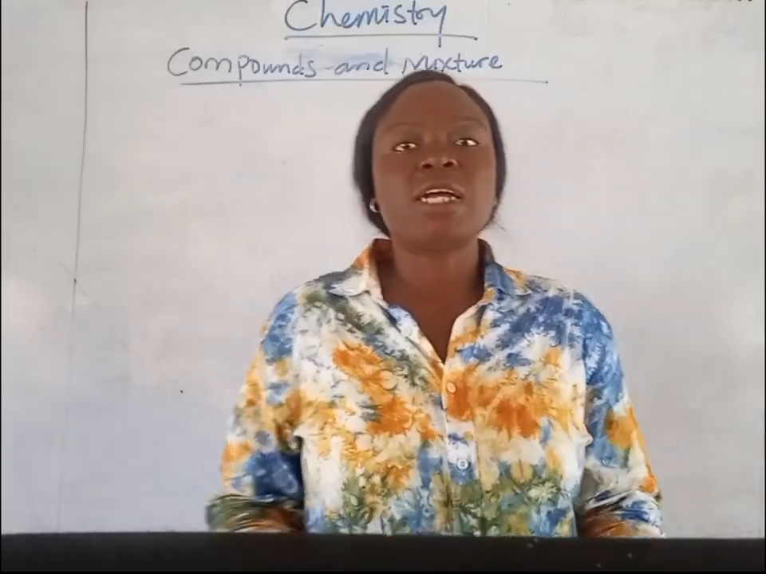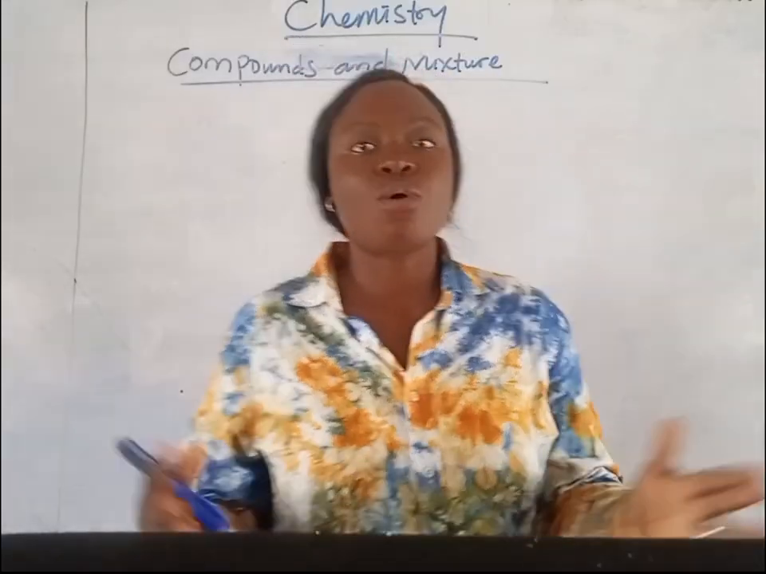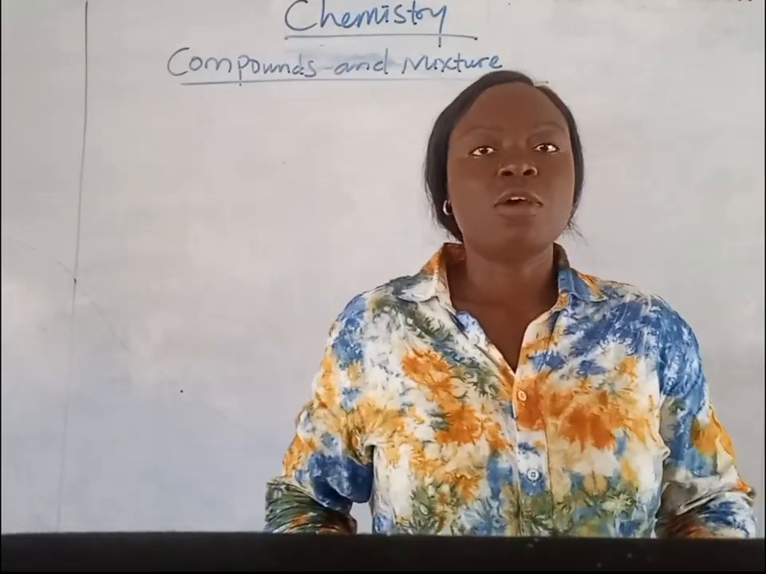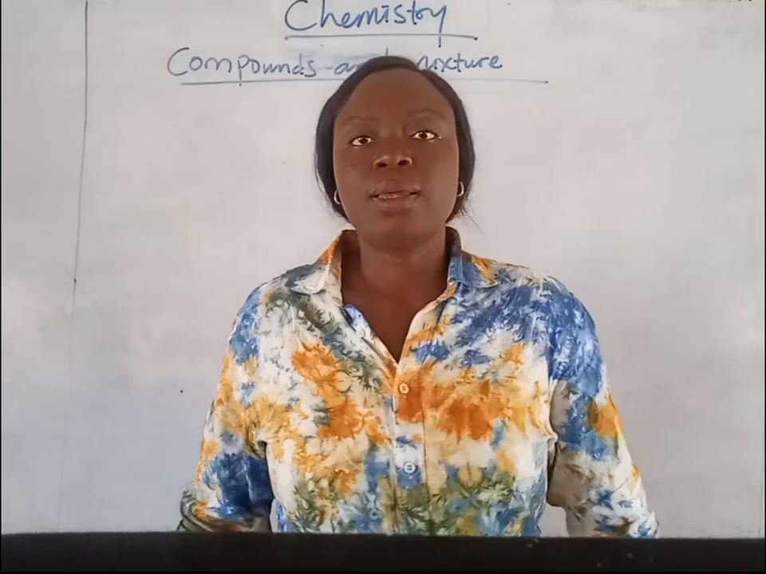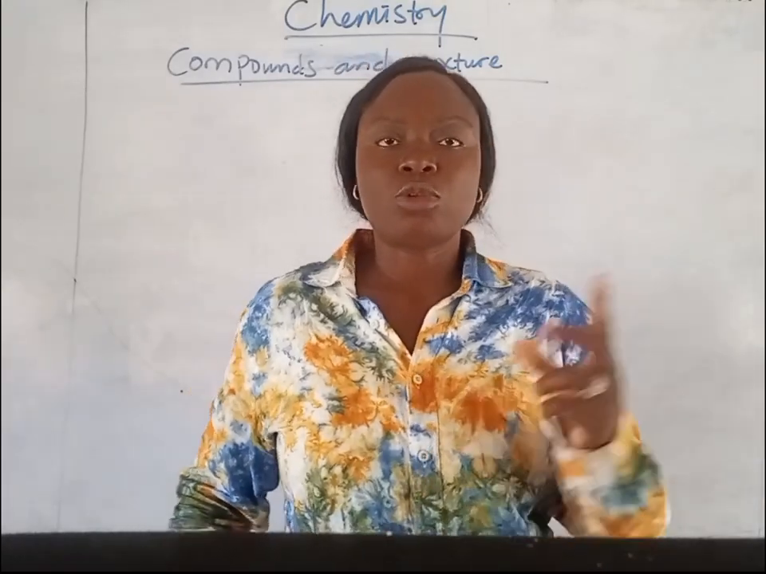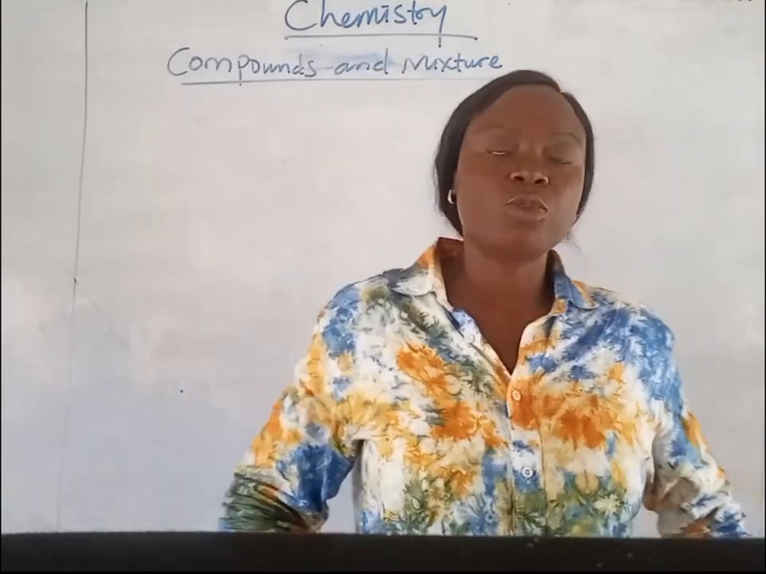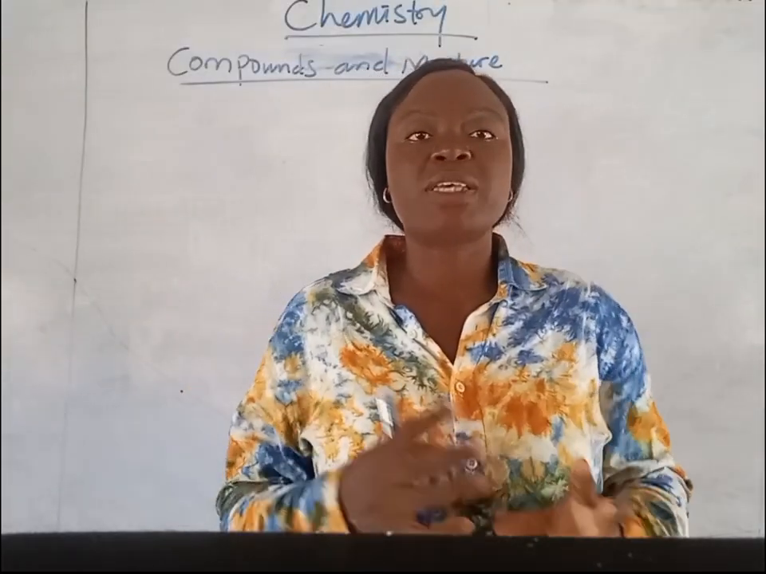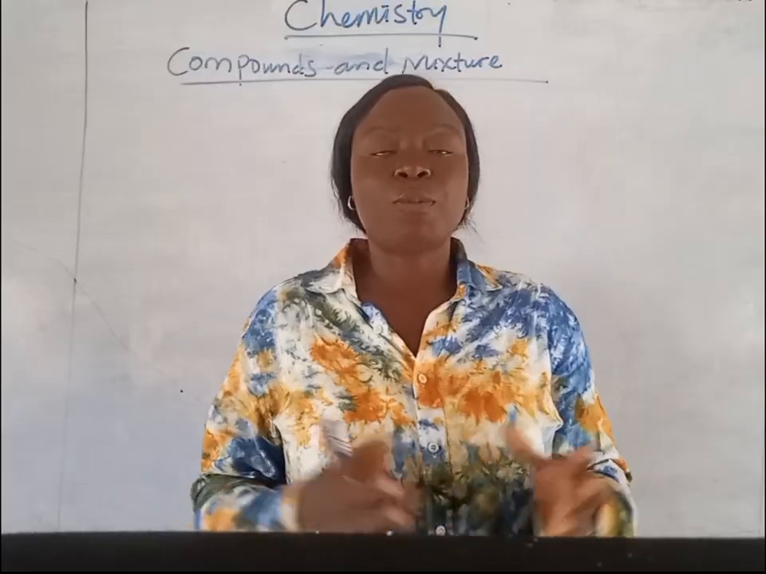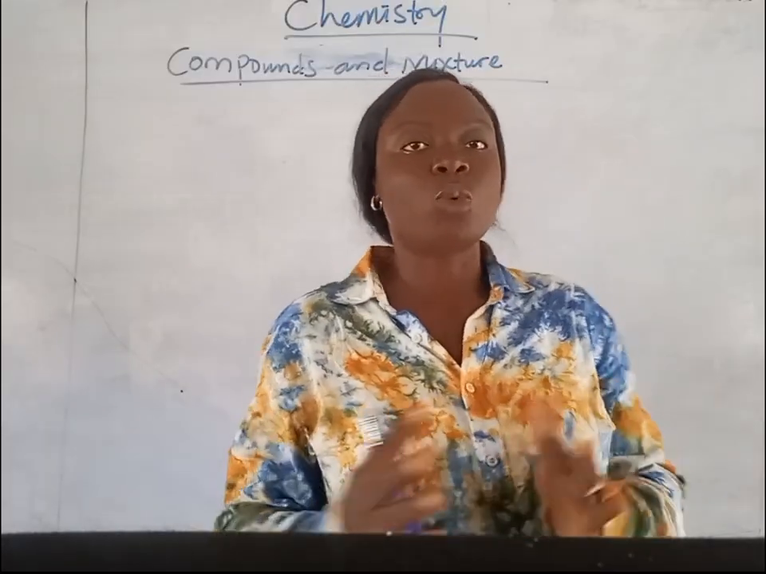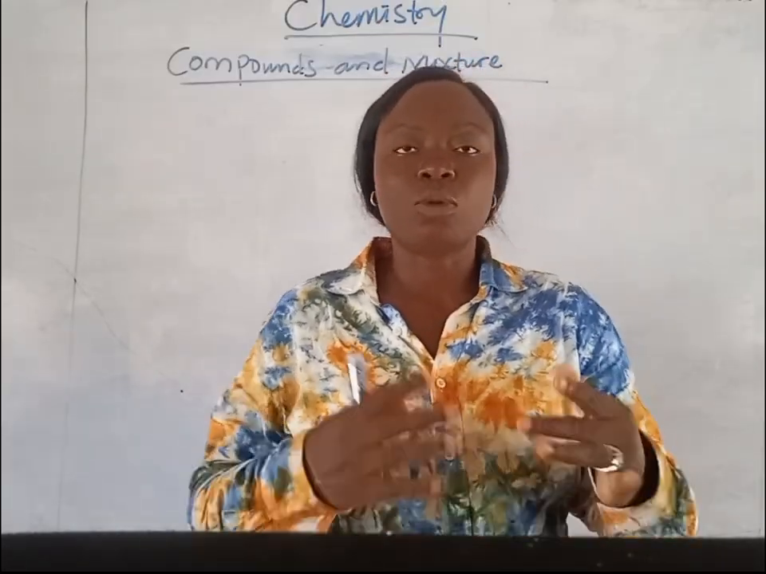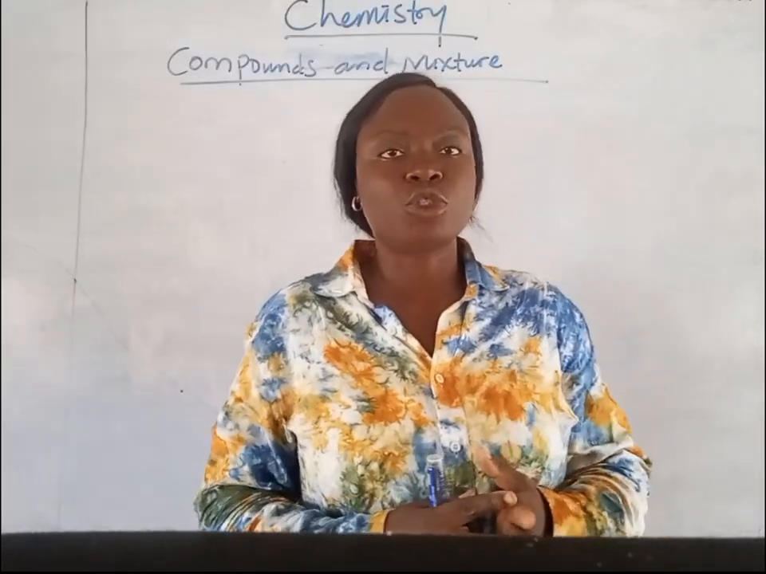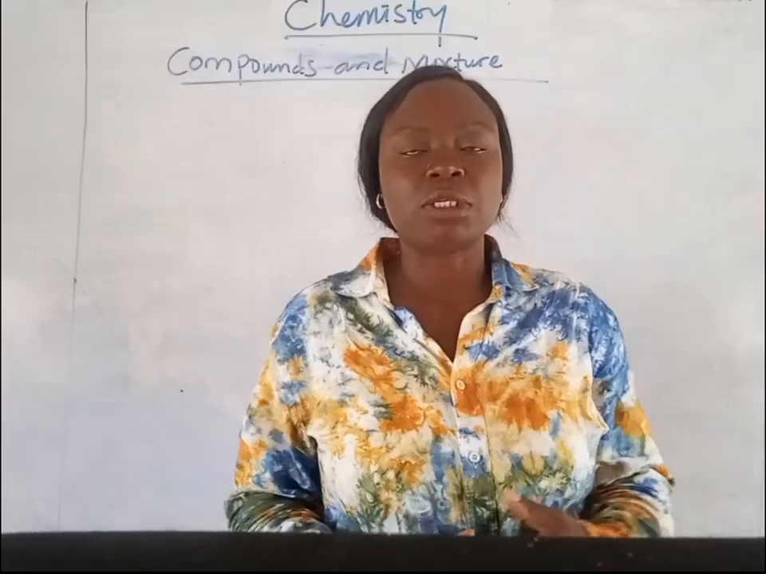Compounds are substances formed when two or more elements combine together in fixed proportion. For instance, water is a constituent of two elements: we have two atoms of hydrogen and one of oxygen. So for a compound, you have a specific proportion of certain elements to one another. That is your compound: a combination of two or three elements in a fixed proportion through chemical means.